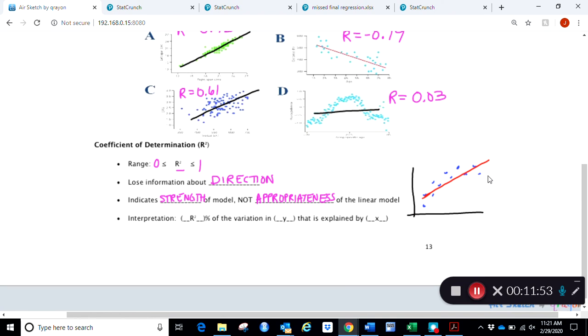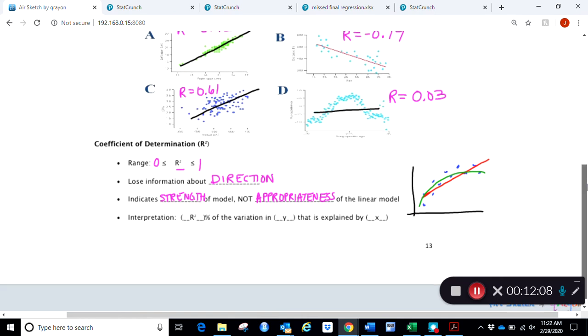So actually there, the points are going to be pretty close to that line. I could see a pretty strong correlation. However, it's still not a very appropriate model because I can actually see I really should have fit more of a curved line to that data.